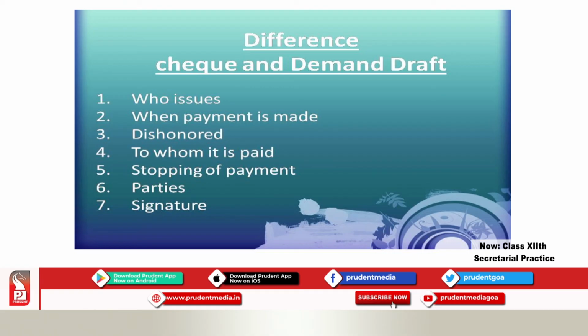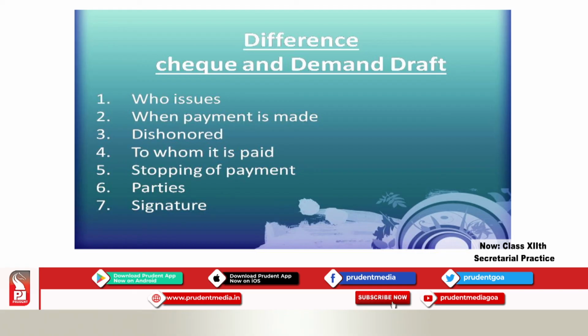When payment is made, in case of the check, when the check is drawn on the bank, when you go to the counter of the bank, you get the money. The bearer of the check gets the money. In the demand draft, the bearer does not get the money. It is always credited in the account of the person whose name is written on the face of the demand draft.